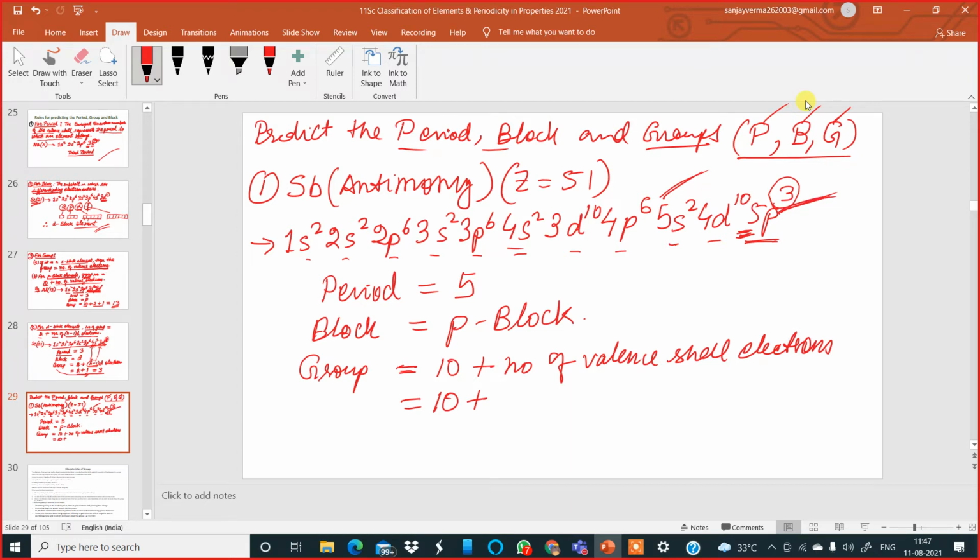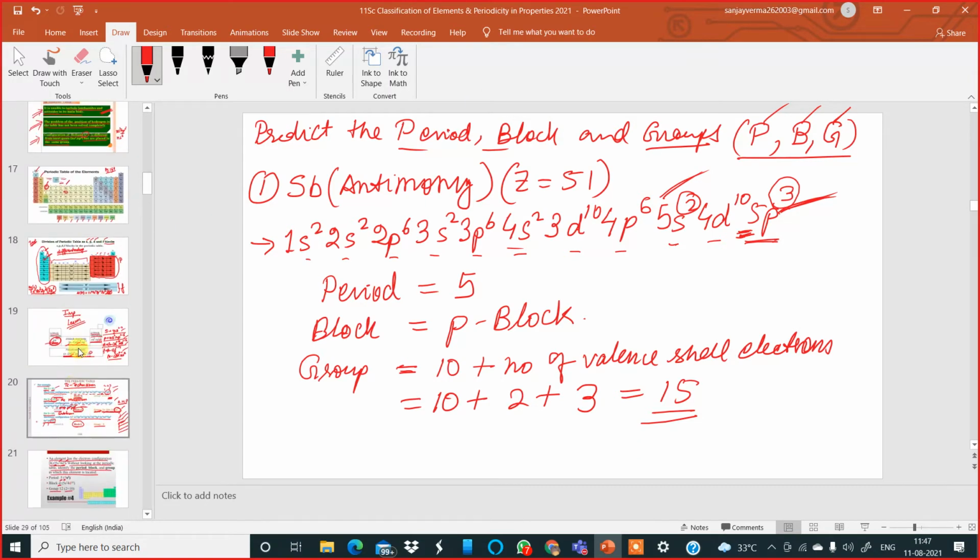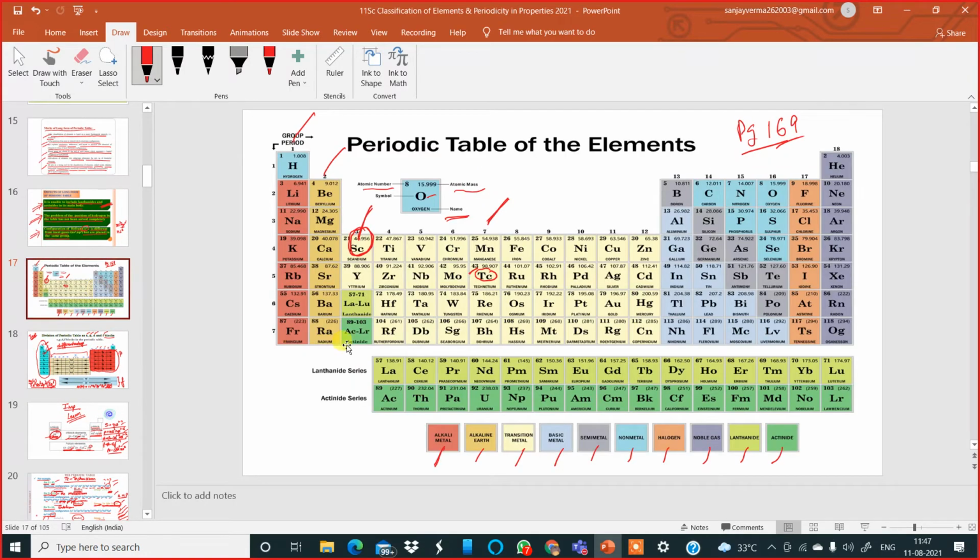So what is the total number of valence electrons? 2 plus 3, so it is 10 plus 2 plus 3, which is 15. What is the group of antimony? It is 15. Now let us check our answers by going back to yesterday's periodic table. Antimony, Sb, over here.